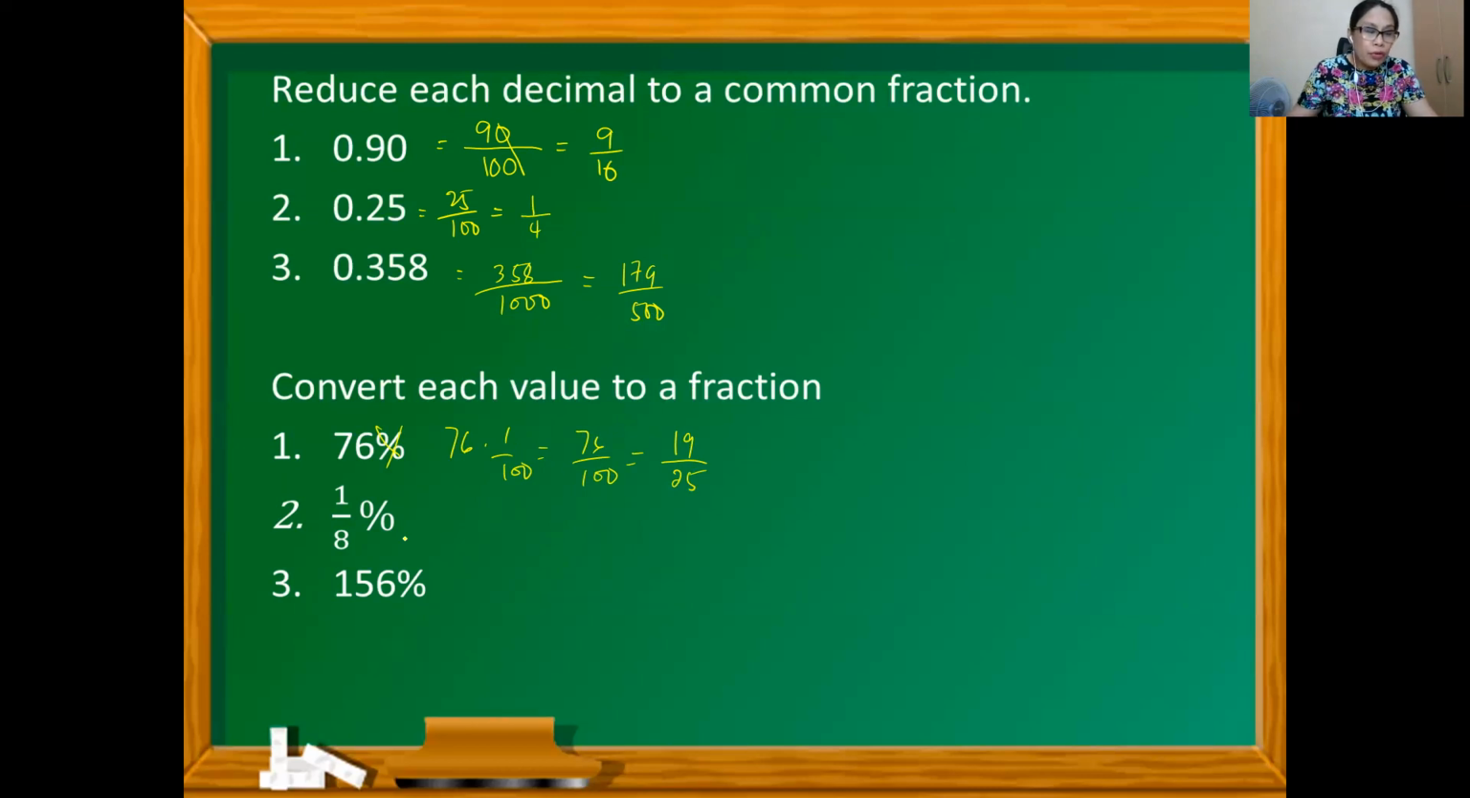So for 1/8, we will simply multiply 1/8 by 1/100. So we have 1/800. For 156, since 156 will be multiplied by 1/100, this is like 156/100. Now, we don't need to convert this to mixed form. We just have to simplify that or reduce that to its lowest term. And I think the common factor between the two is 4. So we have 39/25 here.